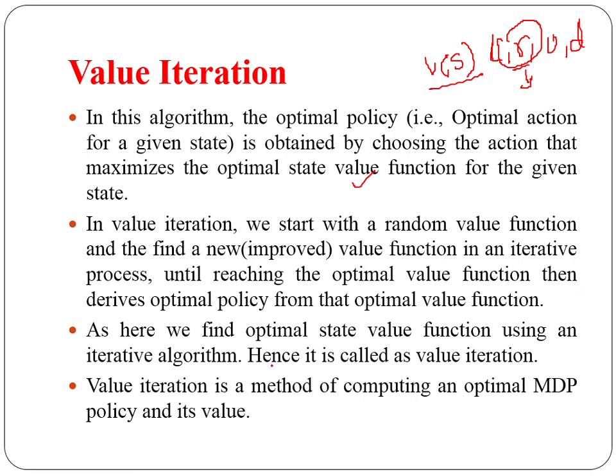So here the value will be repeatedly computed so that the optimal Markov decision process policy is obtained. What is this Markov decision process policy? That only, which I just now explained to you. So that will get calculated. That is the main intention here.